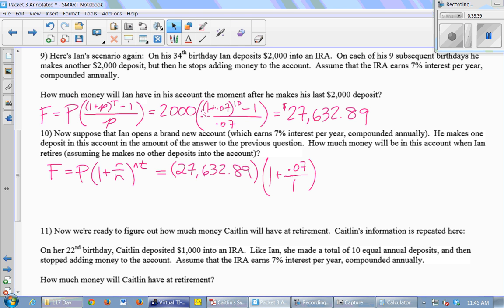20, I think. Yeah. So he started on his 34th birthday. So 34, 35, 36, 37, 38, 39, 40, 41, 42, 43. So he's 43 when he makes the last deposit. And then we're going to go from 43 to 64. How many years is that? 21 years. So he made the last deposit on his 43rd birthday, and he's going to invest this money until his 64th birthday. That's 21 years.